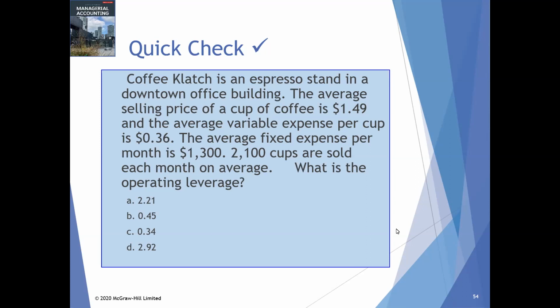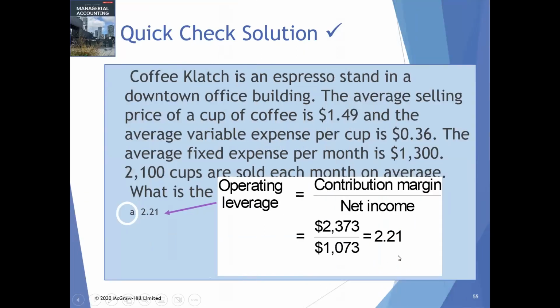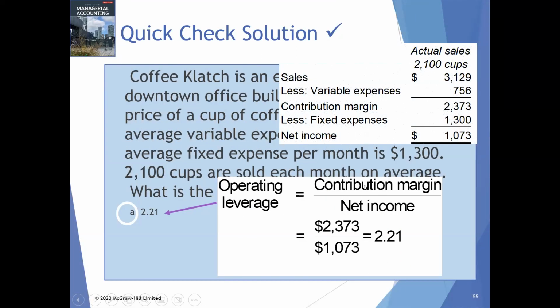Okay, the right answer is 2.21. So how is it calculated? Contribution margin divided by net income. We know that 2100 cups is the annual sale, and the selling price minus variable expense per cup is the contribution margin. So the contribution margin in dollars, divided by net income. Contribution margin divided by net income will be 2.21. So 2.21 is the operating leverage.